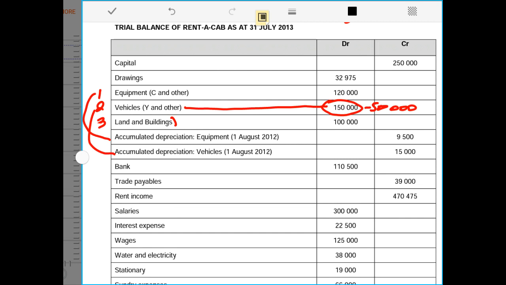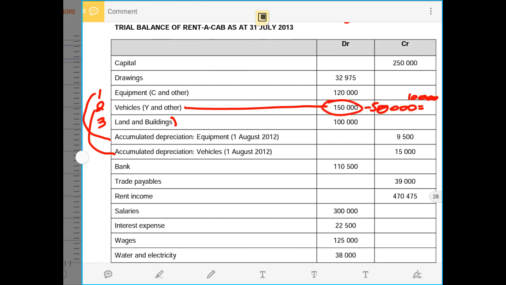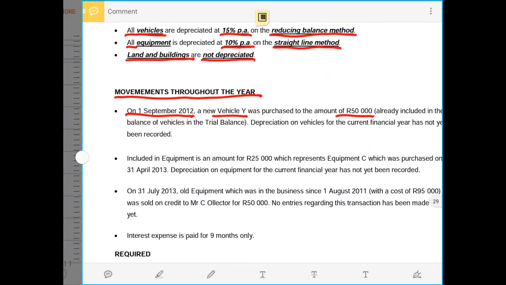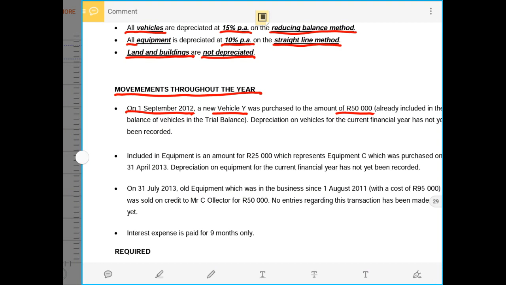So now it means the opening balance of vehicles will be 150,000 minus 50,000, being vehicle Y purchased during the year. That will give us an amount of 100,000 rands as the opening balance of our vehicles at the beginning of the current accounting period. So now we can continue with that. That was the adjustment regarding the purchase of the vehicle on the 1st of September 2012.